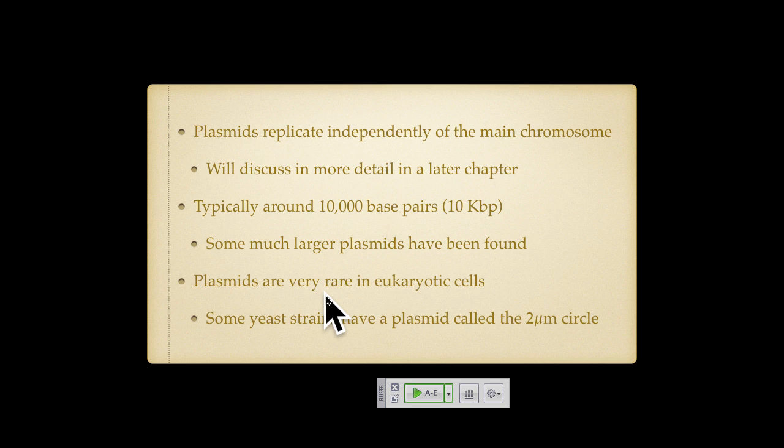And as I said before, plasmids in eukaryotic cells are very rare. Yeast, which is a single-celled fungus, so it's a lower eukaryote, does have something called the 2-micron circle. So it is one of the few eukaryotes that has known plasmids, but plasmids are very, very common in bacteria and very, very rare in eukaryotic cells.